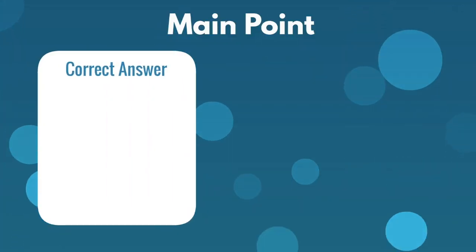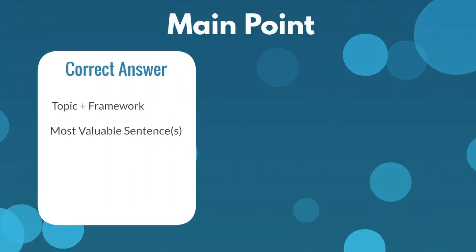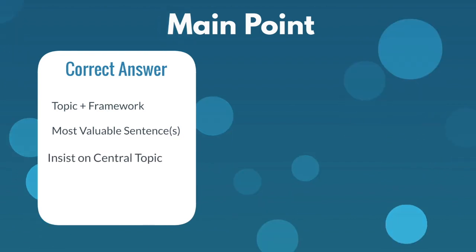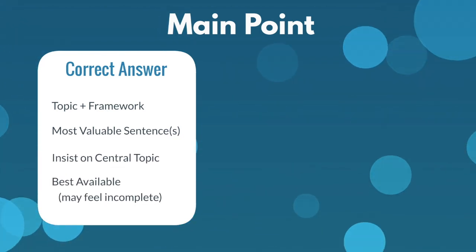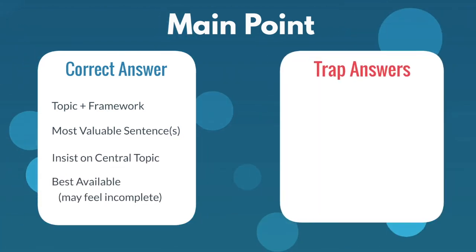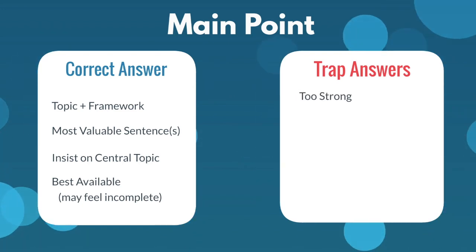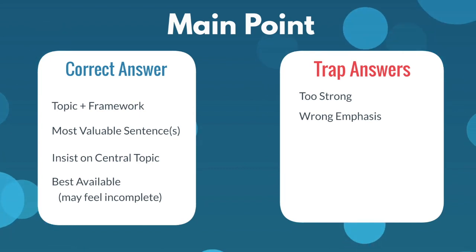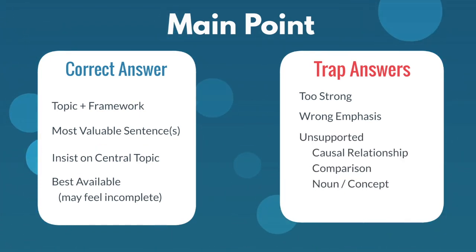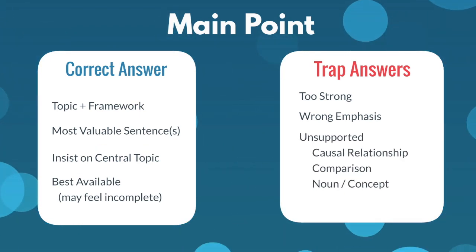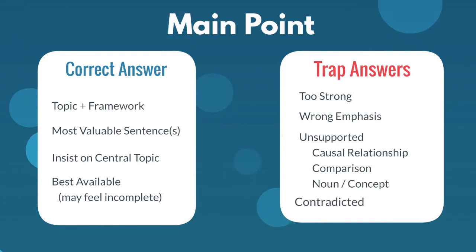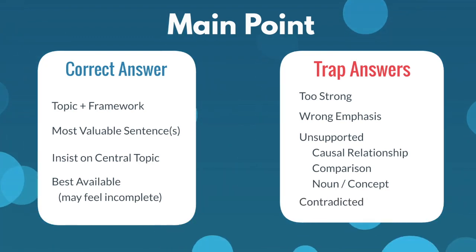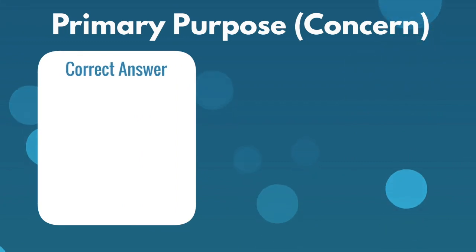Main point questions. What are we expecting out of the correct answer? Topic plus framework. It'll sound a lot like our most valuable sentences. The subject will be highly featured in the main clause. And the best available might be incomplete, so don't get too picky. Wrong answers will have something too strong, focus on the wrong thing, introduce some wrong causal relationship, new comparison, new noun, or it'll actually kind of be contradicting itself in one of the details.